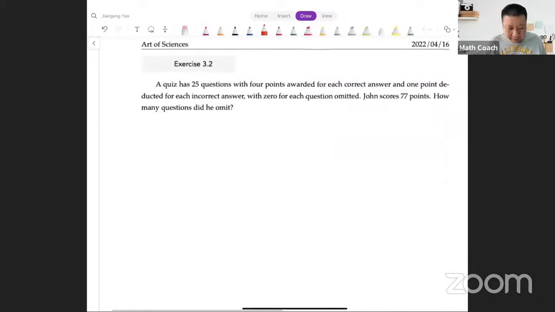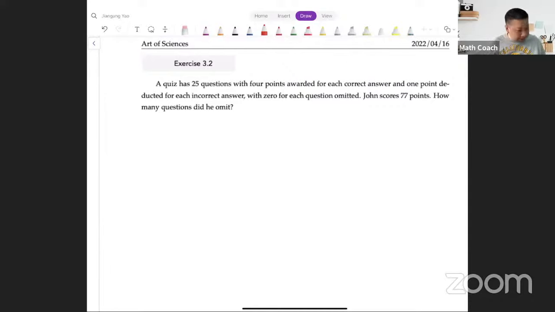Question 3.2. A quiz has 25 questions with 4 points awarded for each correct answer and 1 point deducted for each incorrect answer, with 0 for each question omitted. John scored 77 points. How many questions did he omit? 62, go ahead.